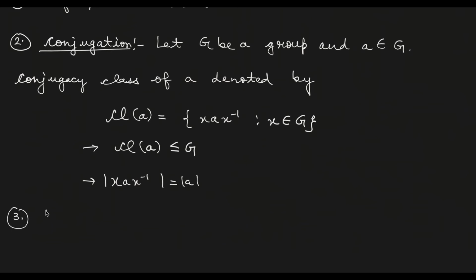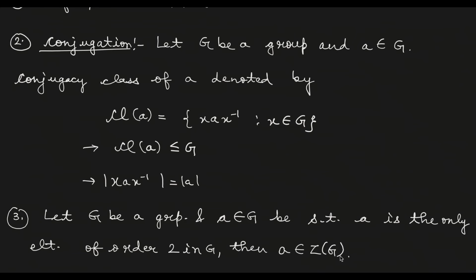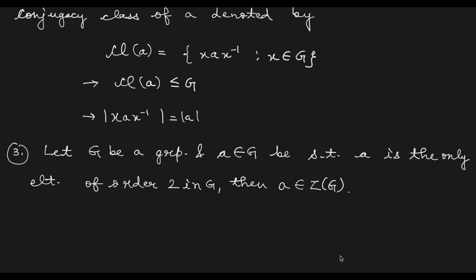Next, let G be a group and A belongs to G be such that A is the only element of order 2 in G. Then A belongs to Z(G). Means if I have any group and in that group there is only one element which has order 2, then that element belongs to the center of group G.